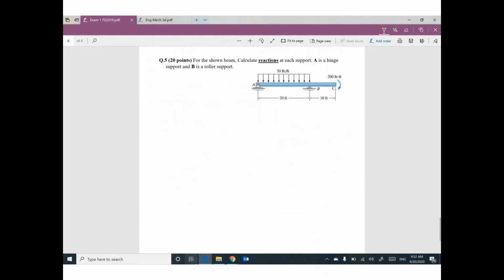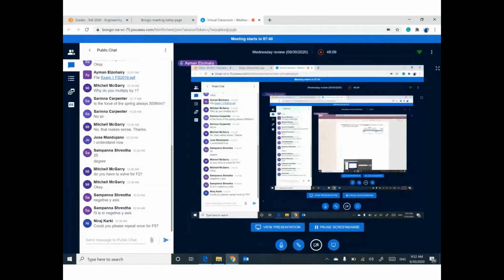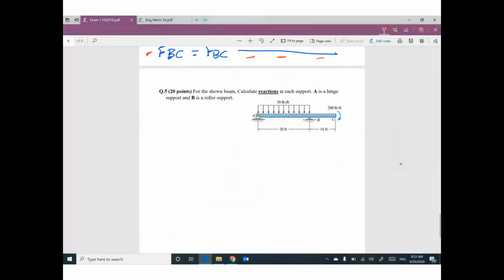Last problem, just reaction. Here is the original problem. This problem, guys, as first step, we have 2 reactions here, YA and XA. We have 1 reaction here, YB. First step, after you put your reaction, this distributed load, we have to figure out the equivalent value.